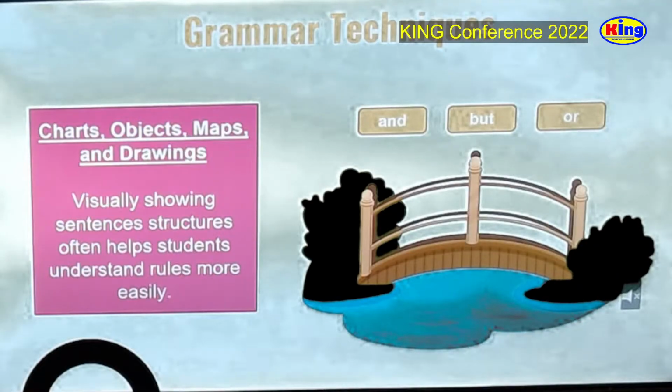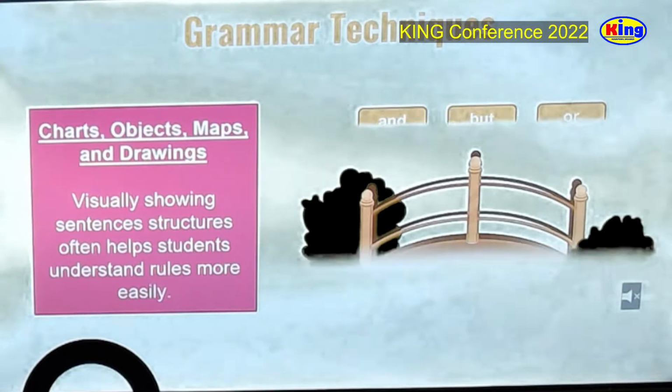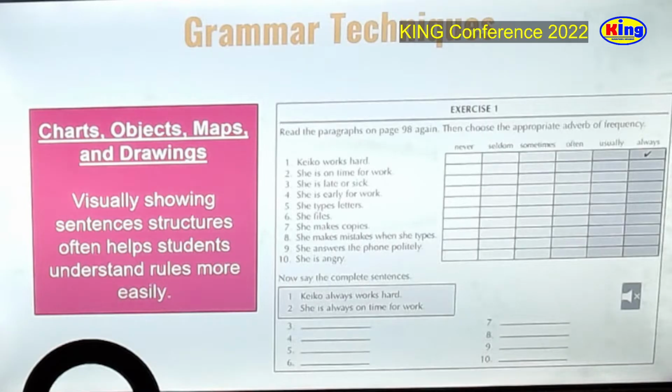And you can also use charts, tables, and objects. For example, this is from Brown's examples. The grammar is about adverbs of frequency. There is a table with never, seldom, sometimes, often, usually, and always. For example, number 1, Keiko works hard. So which adverb of frequency is suitable for number 1? It's always. And how about number 3?